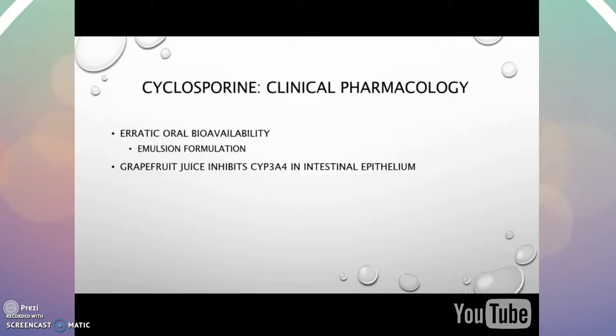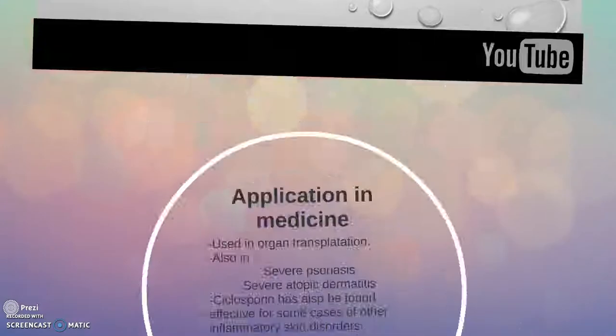Now we're going to look at the clinical pharmacology of cyclosporine a little bit. Cyclosporine has erratic oral bioavailability, and therefore we administer it in an emulsion formulation. It is really important to note that a clinician has to monitor the blood concentration levels of cyclosporine A when administering it. Another really important thing to remember is that if a patient drinks grapefruit juice, it will inhibit CYP3A4 in the intestinal epithelium, and therefore by inhibiting this enzyme will lead to decreased breakdown of cyclosporine A and increased levels of cyclosporine A in the blood.